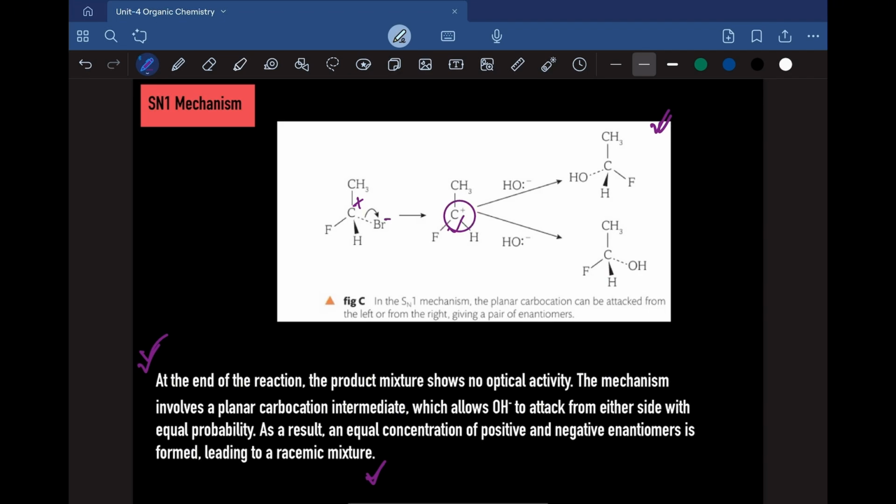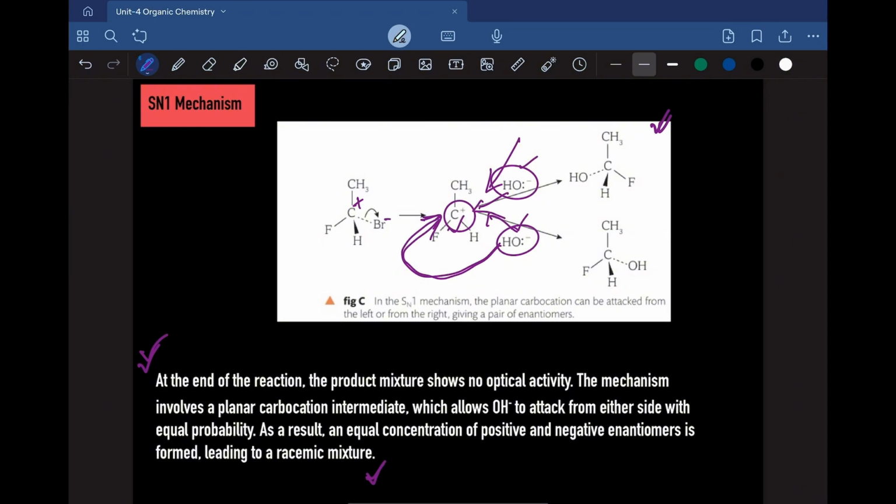Now this carbocation will be attacked by the OH minus nucleophile. This OH minus nucleophile will attack this electropositive carbon atom, or you can also say this carbocation. The carbocation can be attacked by this OH minus nucleophile from either side, from the left hand side as well as the right hand side.